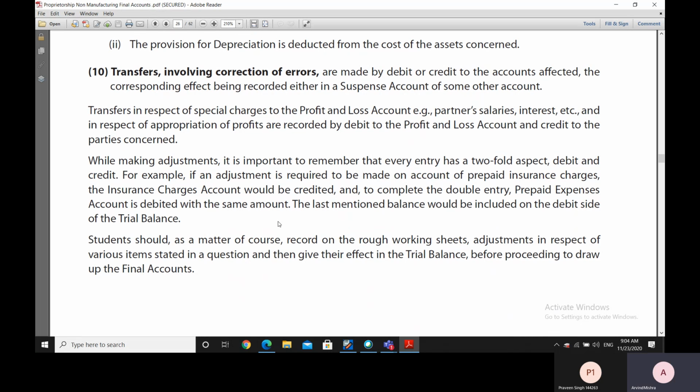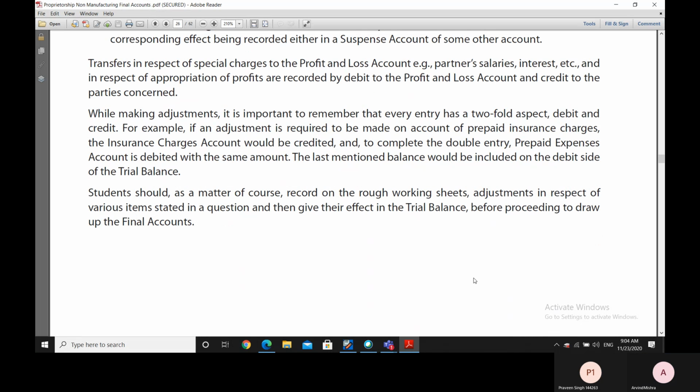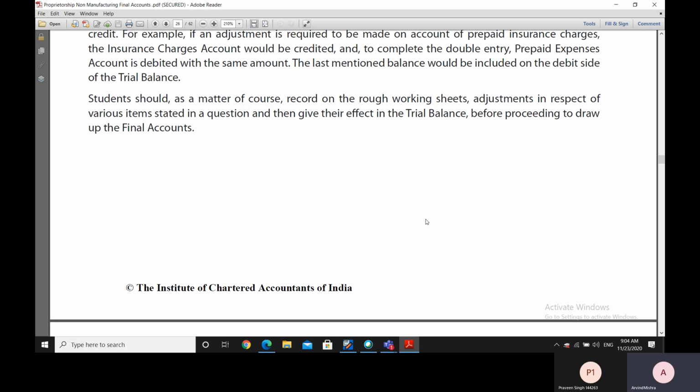Now, students should, as a matter of course, record these adjustments on the rough sheet in respect of various items if a question is asked, and then give their effect in the trial balance before proceeding to draw up the final accounts. So before making the final accounts, these adjustments are to be made whenever a question is being asked in the exam also.